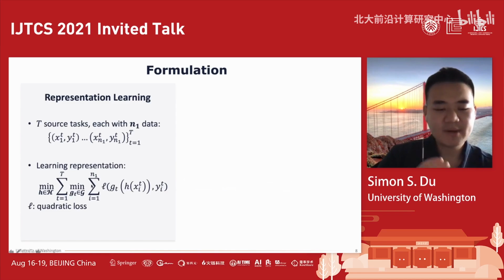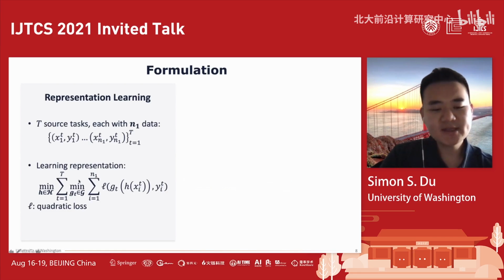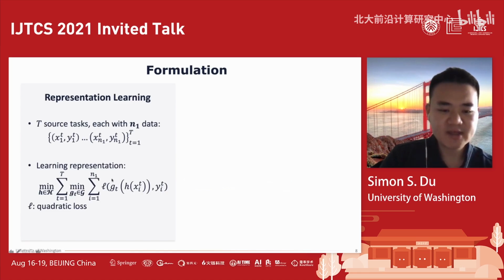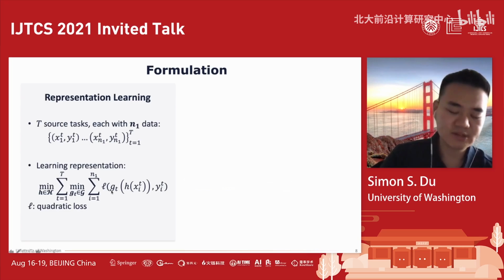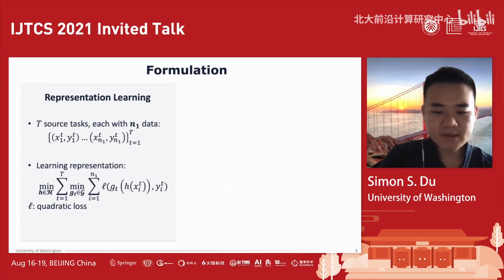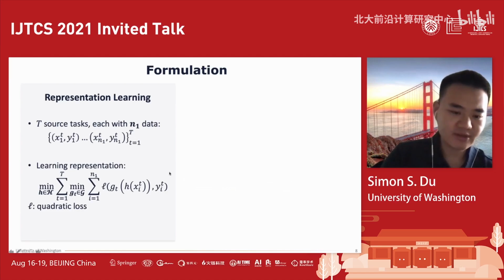bi-level optimization problem. You can see here in the outer loop, we have minimization over the representation function in big H. And inside of this outer loop, for each task, we are trying to find one prediction function that can minimize this loss. This loss can be the inner product loss or cross entropy. The composition of GT and H is your prediction, and YT is your label. So we use the loss to measure the performance of your predictor.